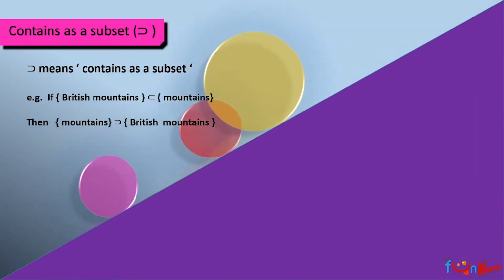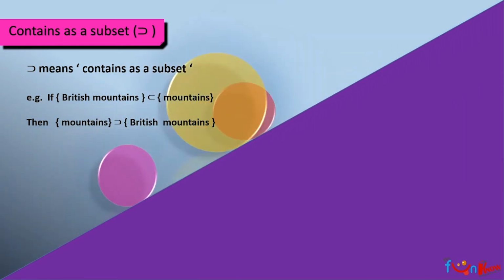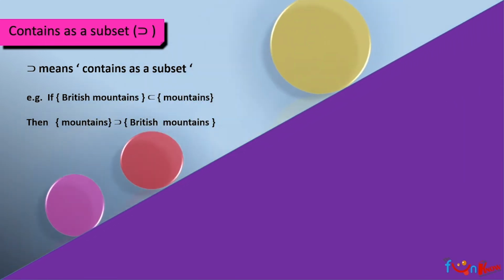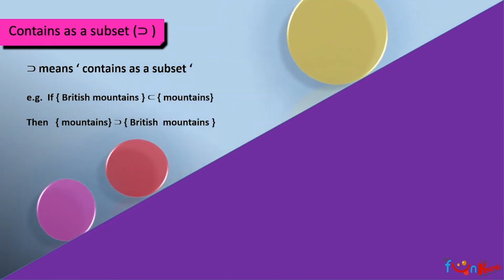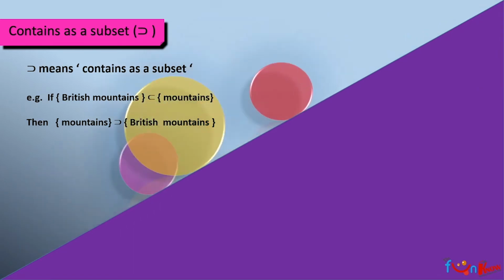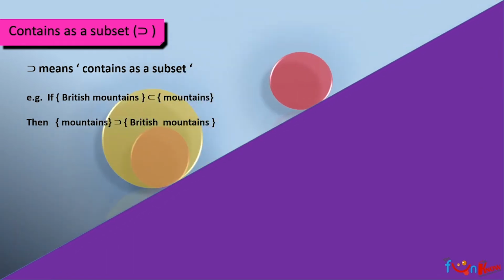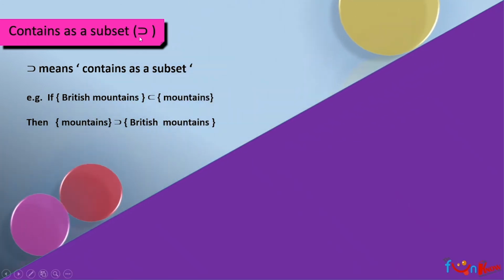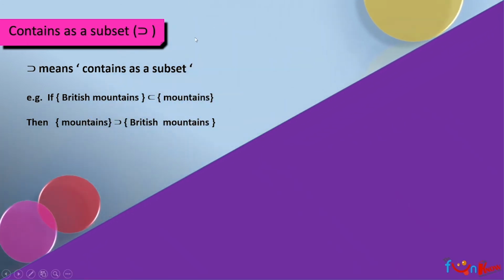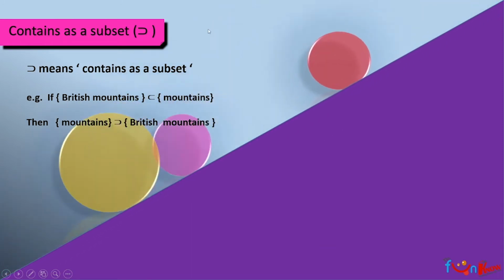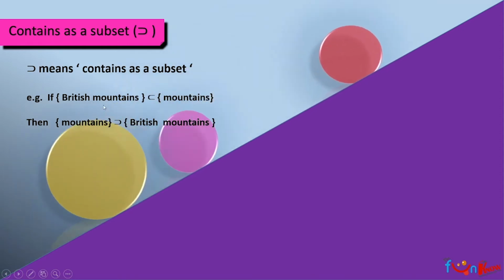But if we are doing the same thing vice versa, that means we are writing here "mountain contains as a subset", that is British mountain. Here we are writing vice versa. So just because of that the symbol is also changing. See, for "is a subset" the symbol was like this, and it is opposite to this, but here the symbol is also changing. So this is what the difference is.